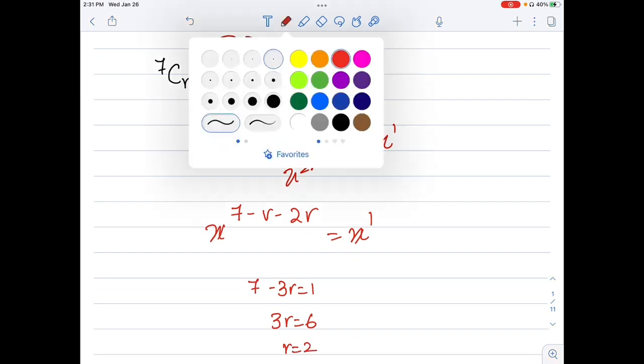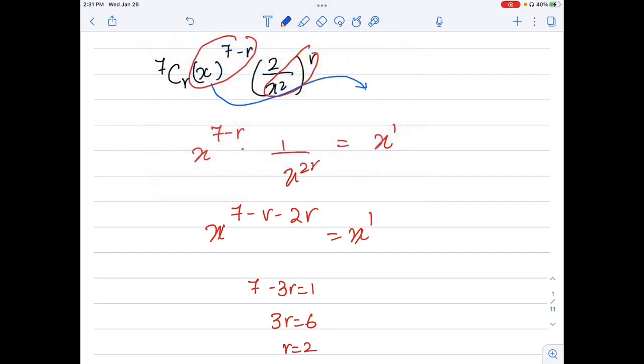So I want the coefficient. So the coefficient is going to be 7C2 and 2 to the power 2, which is going to be 84. So the coefficient is 84.